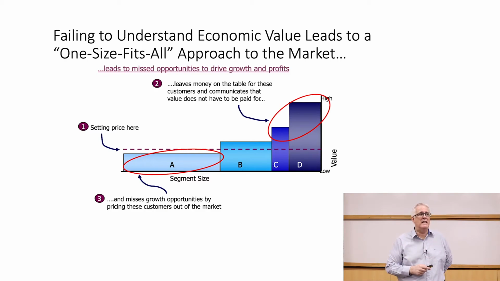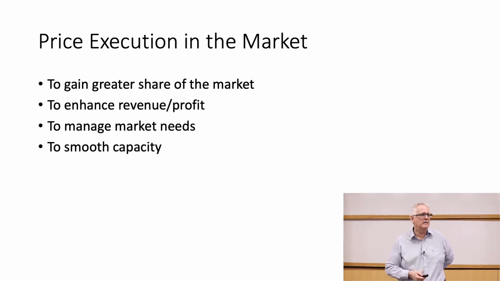But C and D, and even B, see more value in the product than the price we're charging. So what we're doing is we're leaving all of that value on the table. We're not extracting it from the marketplace. C and D are willing to pay more than we're charging. Now, how do we do this with the same product? So let me give you three different techniques that we sometimes use. But recognize why do we do it? Because we're trying to execute our price in the marketplace.